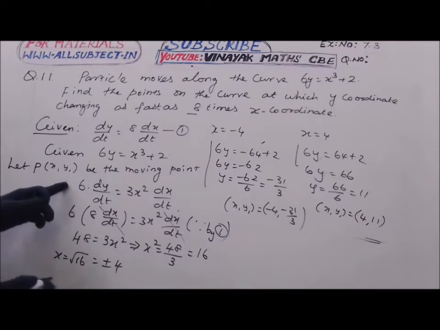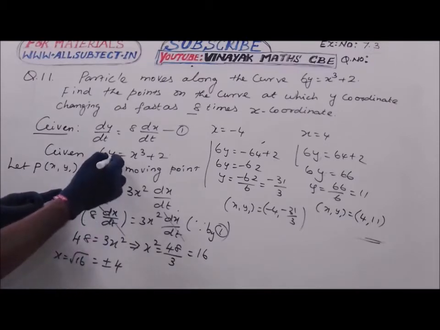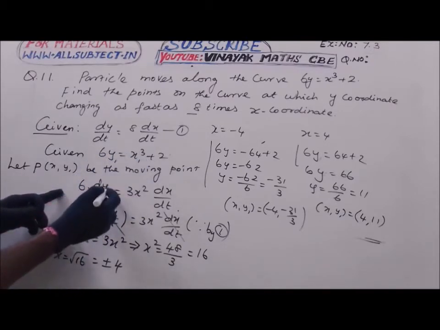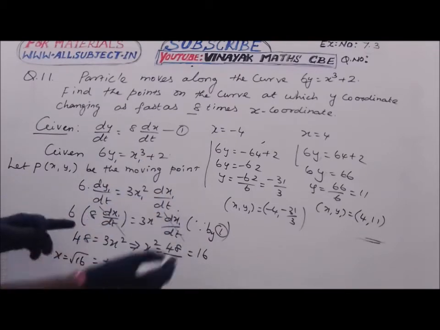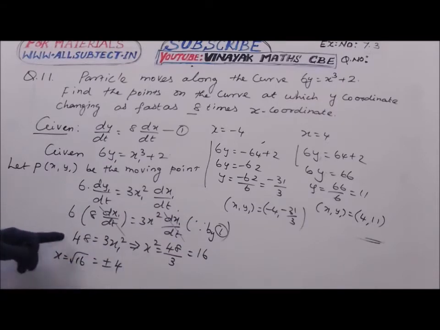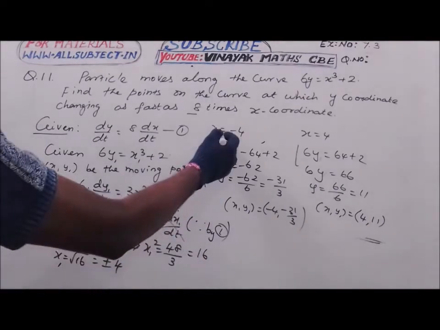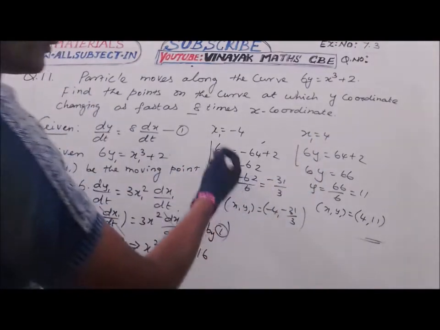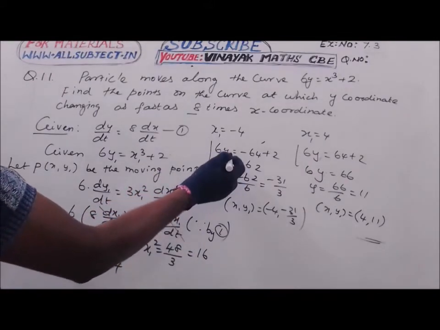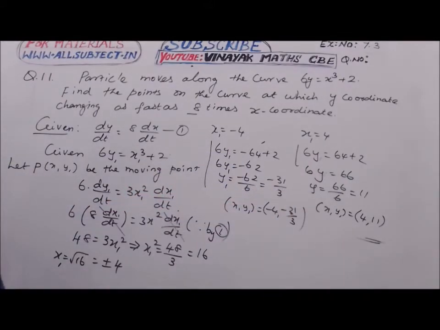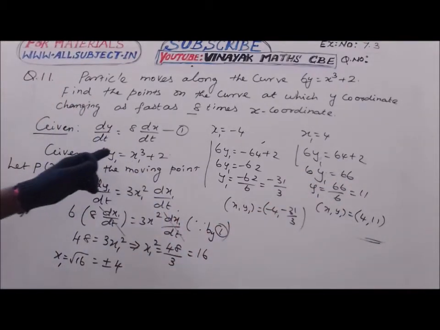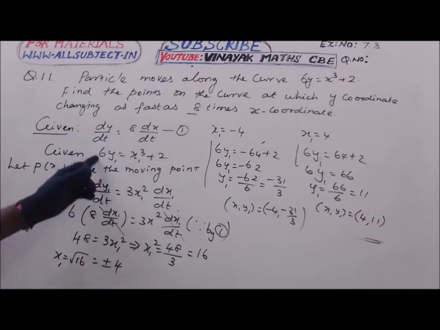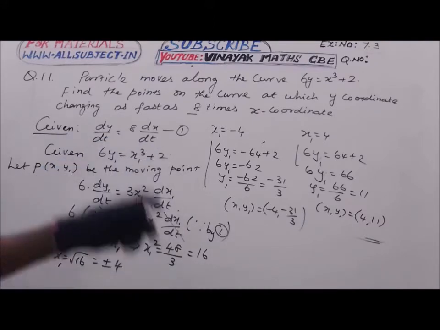At the point P of x1 comma y1, the curve becomes 6y1 equal to x1 cube plus 2. So here dy1 by dt equals 3x1 square dx1 by dt, and the dx1 by dt on both sides get cancelled. So 48 equal to 3x1 square. So x1 square equal to 16, x1 equal to plus or minus 4. When x1 equal to minus 4, y1 equal to minus 31 by 3, and when x1 equal to 4, y1 equal to 11. We can substitute at this step, at x1 comma y1, the curve 6y1 equal to x1 cube plus 2, and then you can proceed.